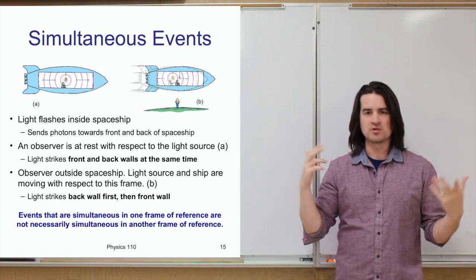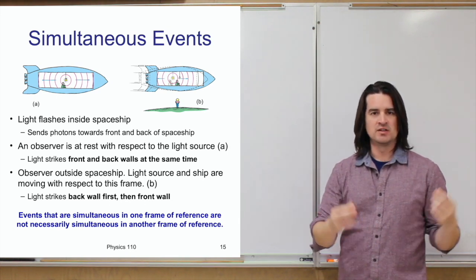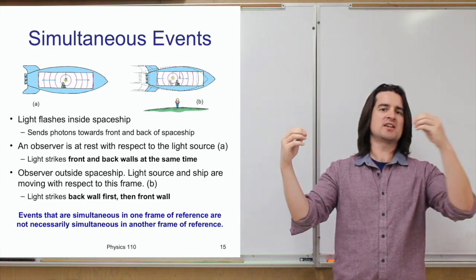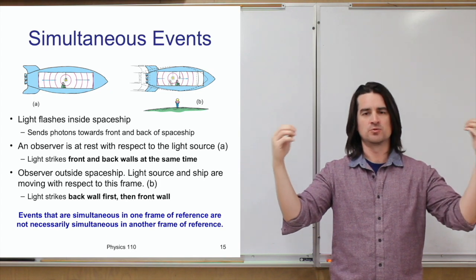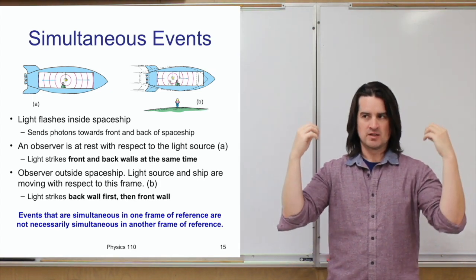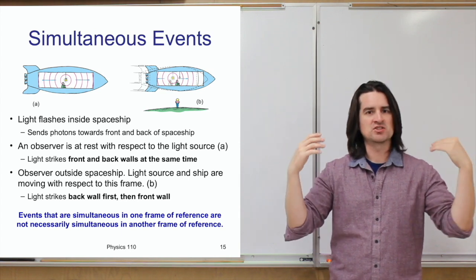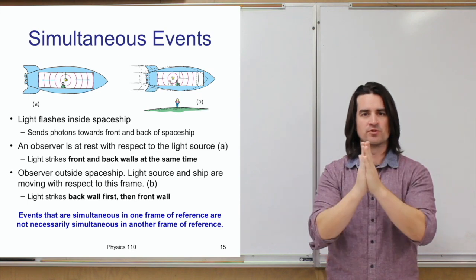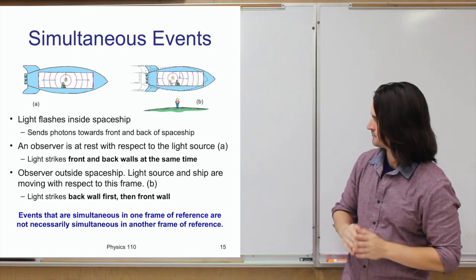And in observer A's frame of reference, the photon that went towards the back is going to hit at the same time as the photon that went towards the front, right? They both hit. So the photon in the back and the photon in the front is a simultaneous event. This event happened at the same time as this event for observer A.